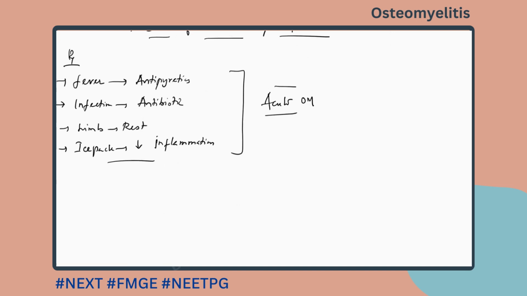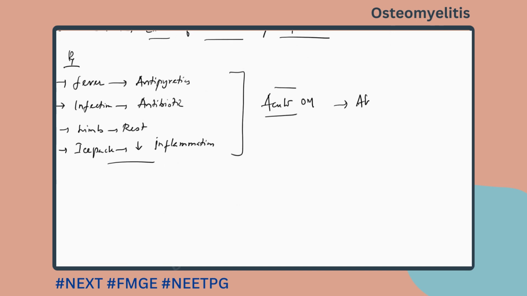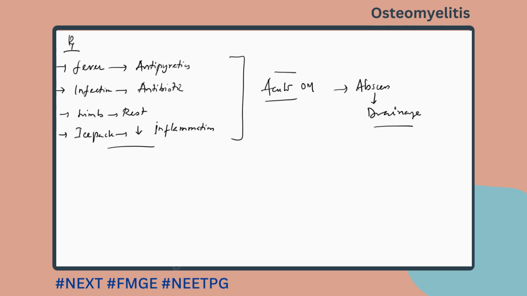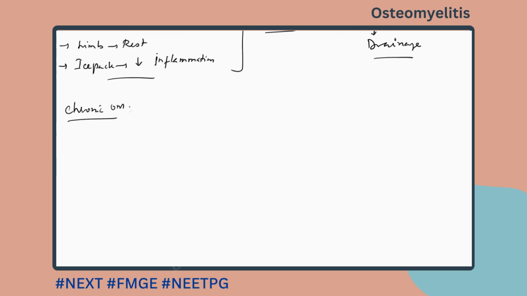Okay, if an abscess is formed in acute osteomyelitis, then it requires drainage. Now, if the osteomyelitis has become chronic osteomyelitis, what does it require? It requires debridement.